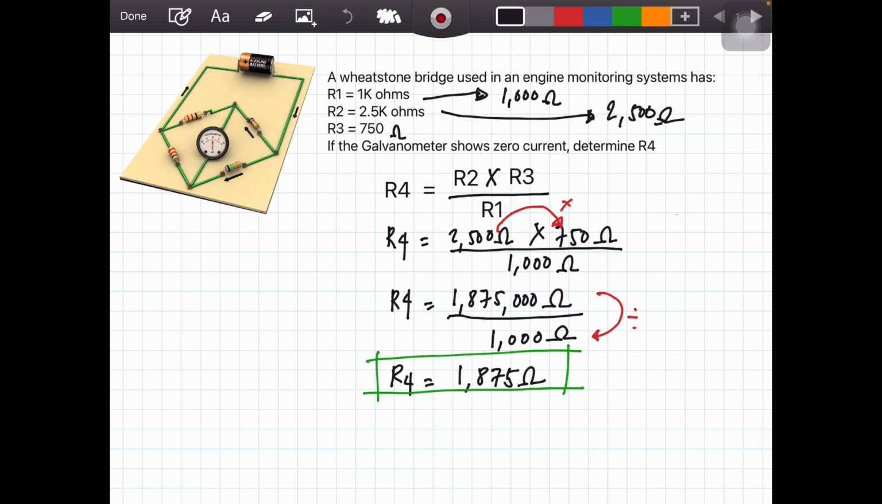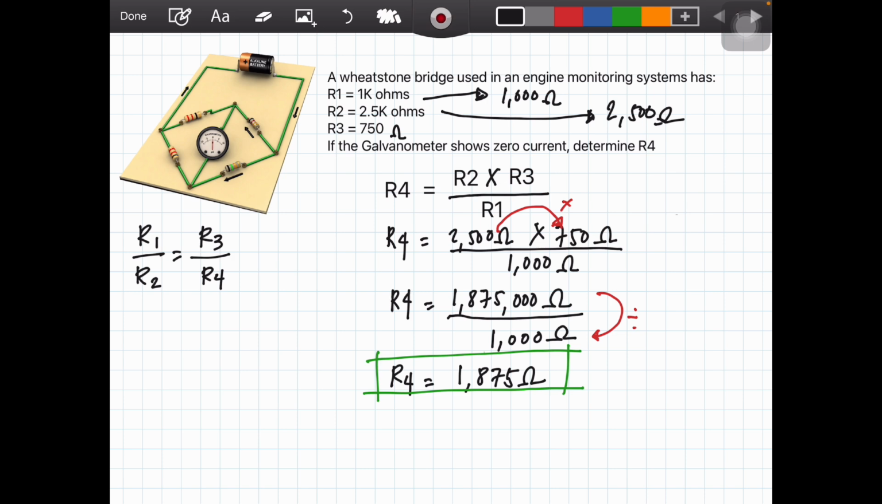Okay, now for the second half of our computation, we have a value for R4, that is 1,875 ohms. Now we check if the Wheatstone Bridge is balanced. So what kind of formula are we going to use? So eto na yun. R1 over R2 is equal to R3 over R4. That is the formula that we use to check if the Wheatstone Bridge is balanced.